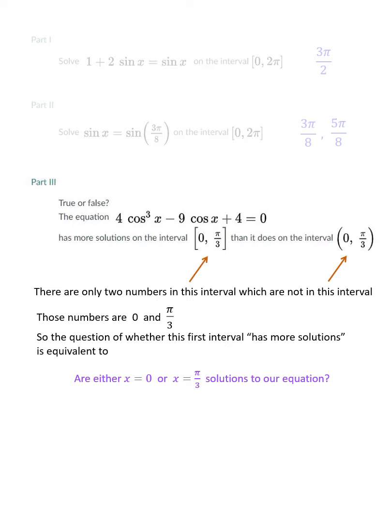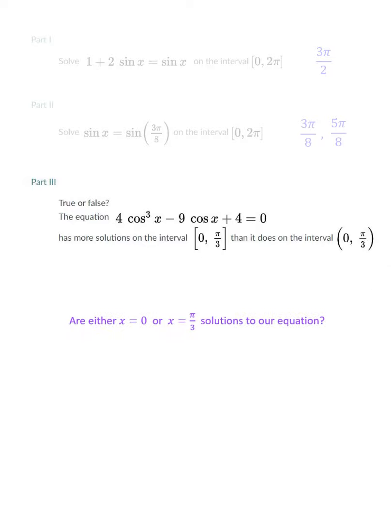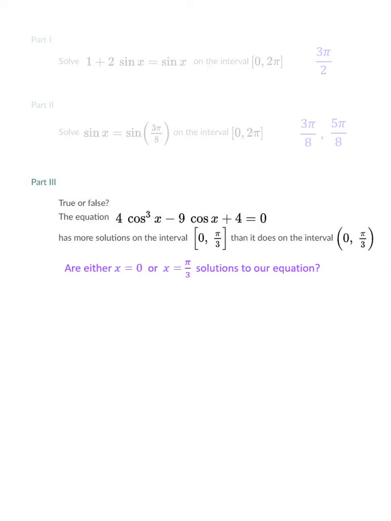So let's find out. What I'm going to do is I'm going to plug in 0 and see what happens. First, examine this work after me plugging in 0. You'll see that 0 turns out not to be a solution to this problem.